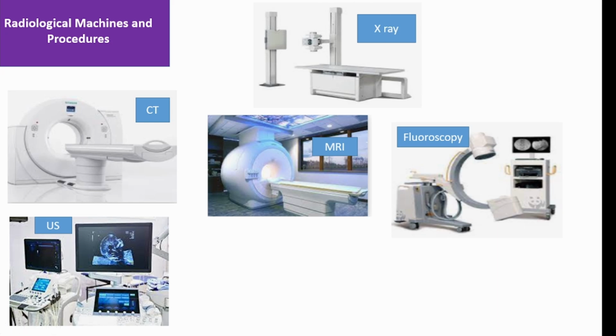The other procedure that uses radiation is CT. CT uses higher doses of radiation than our X-ray. So this is a typical CT machine. Unlike X-rays, this has a higher resolution, and it can take images from different slices of a section or cross-section of the body. So you appreciate how it works.